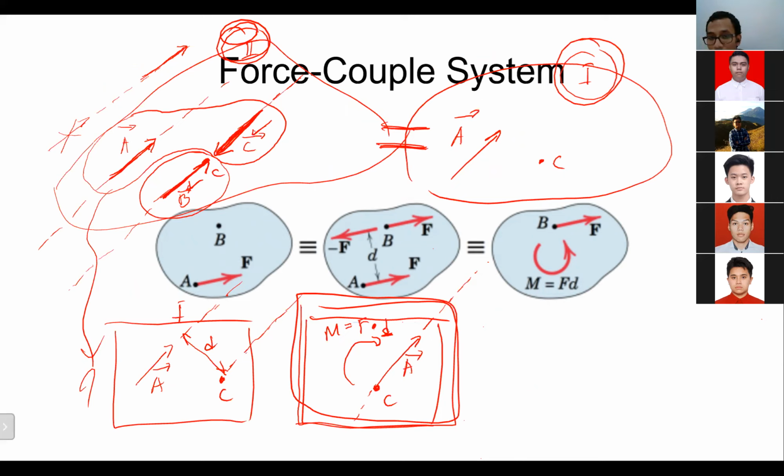Is the object pivoted at point B or is it not? Sorry, what is your question? Is the object pivoted at point B? Not necessarily. The question here is just that I want to move force F from point A to point B. That's all. It's not because the pivot is at point B. No.